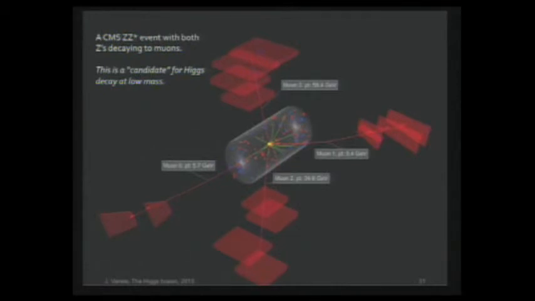So in a very simplistic way, these are the key ingredients to look for rare processes like this one. Here I have 4 muons. 2 by 2, these muons form a Z. So a Z boson can decay into 2 muons. And if we reconstruct the mass of a pair of these muons, I obtain something close to the Z, and the same for the other pair.